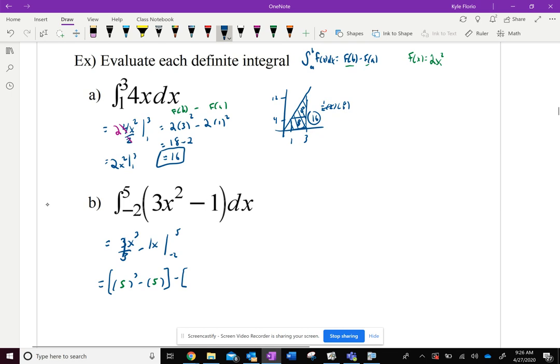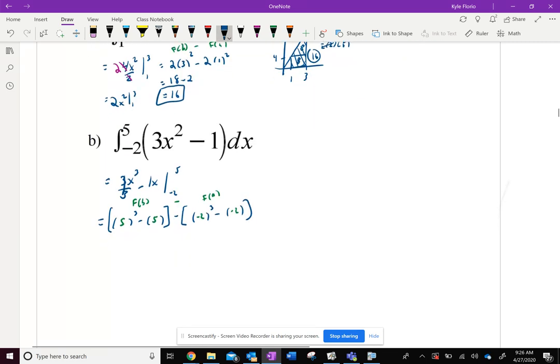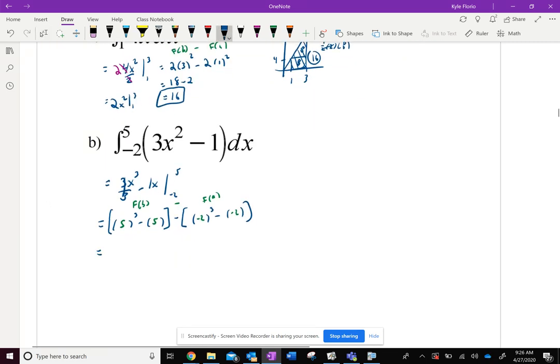So x cubed minus x when I plug in 5, and I need to do x cubed minus x when I plug in -2. Cubed. And we're plugging in -2. So again, this is just f of b minus f of a. All right. So then just throw that in the calculator. 5 cubed is 125, minus 5 is 120. And -2 cubed is -8. Minus -2 is +2, so -8 plus 2 is -6.